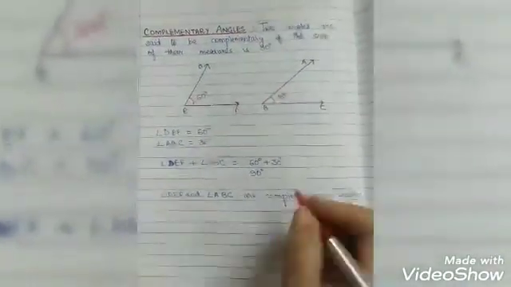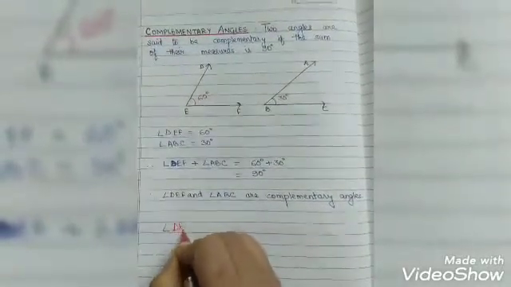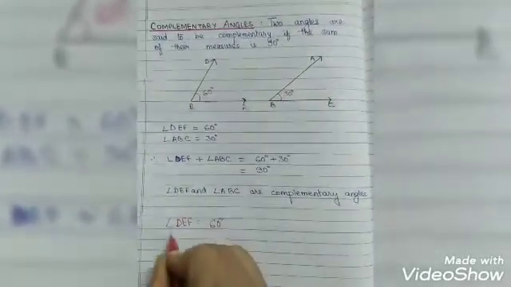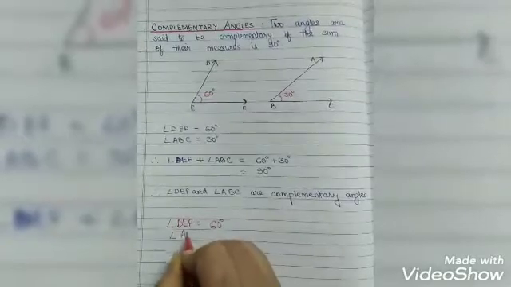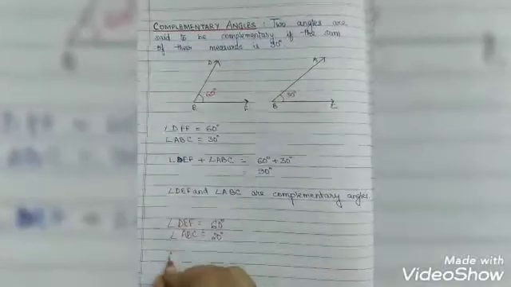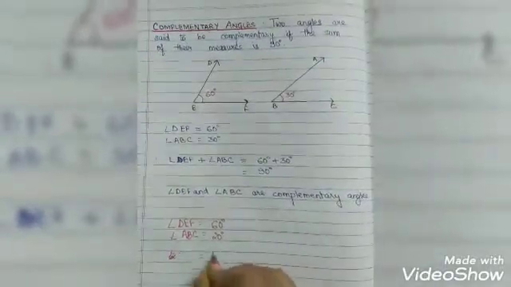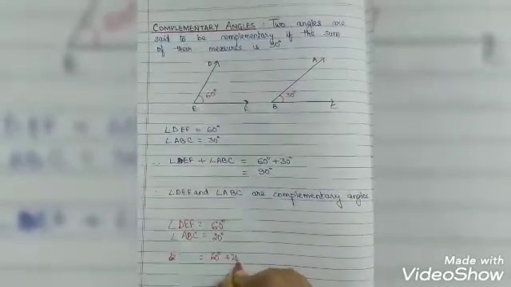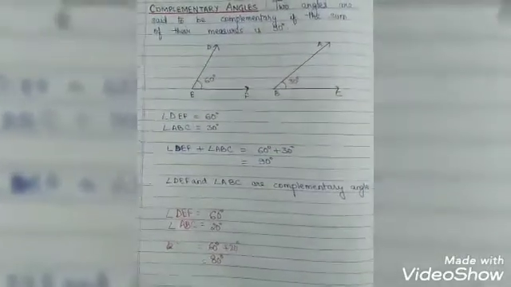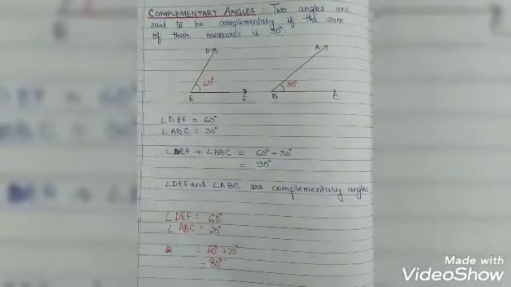But if the first angle, angle DEF, is 60 degree and angle ABC is equal to 20 degree, so their sum will be equal to 60 degree plus 20 degree. This is equal to 80 degree. So they are not complementary angles. We can say angle DEF and angle ABC is not a complementary angle.